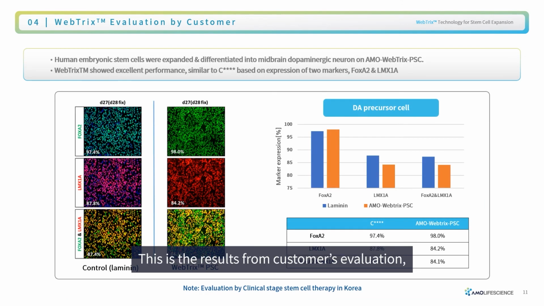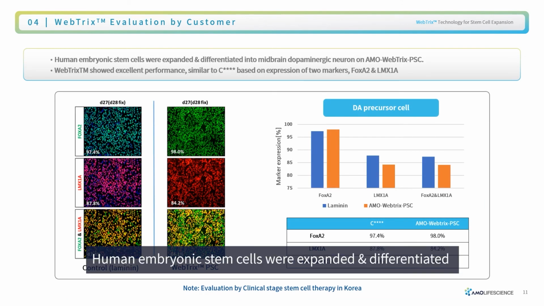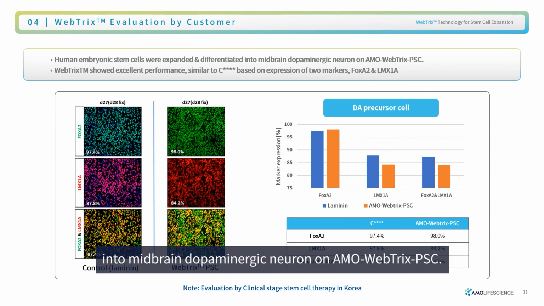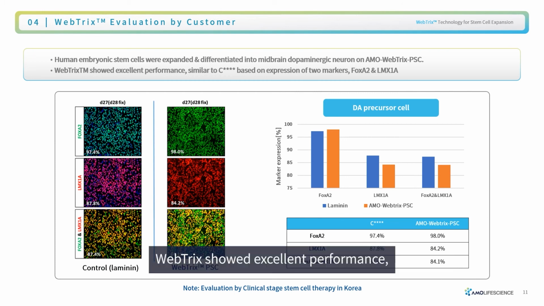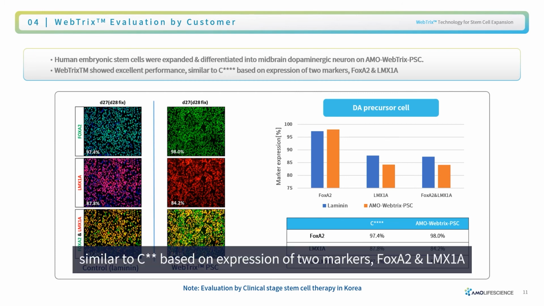This is the results from customers' evaluation. Human embryonic stem cells were expanded and differentiated into midbrain dopaminergic neuron on AMO Webtrix PSC. Webtrix showed excellent performance, similar to C, based on expression of 2 markers, FOXA2 and LMX1A.